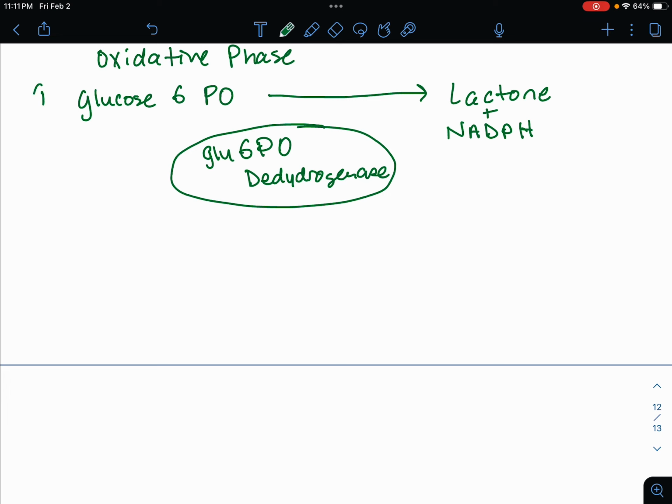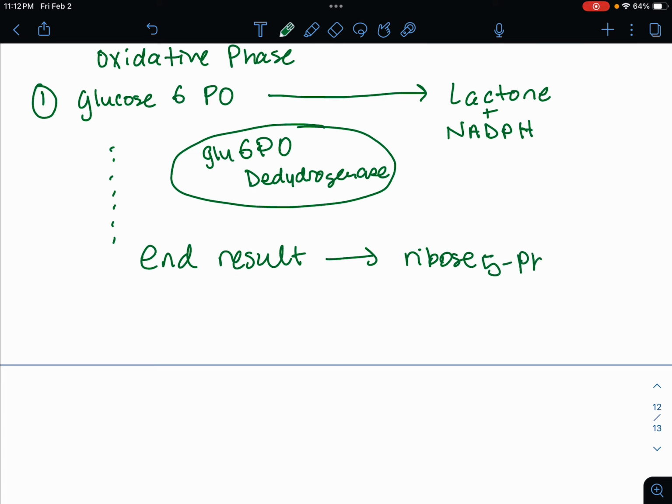Okay, so that's the first step in the real reaction, and in the exam we're not going to need to know any of the other steps, but we need to know that the end result of the oxidative phase is the creation of ribose 5-phosphate. So we need to just know the end result, and then this first step. Alright, that's the oxidative phase. This video is going to be probably one of the shortest ones I've done on notes from the classes I'm taking. Non-oxidative phase.